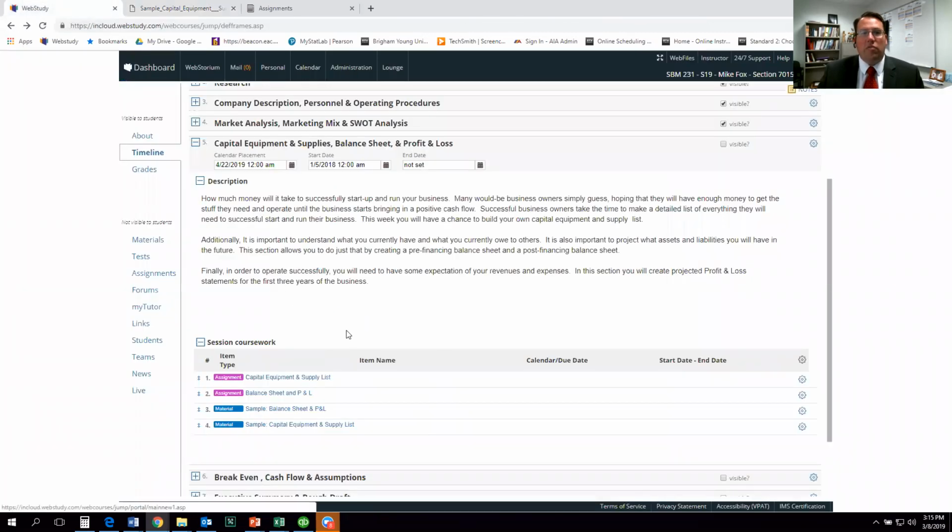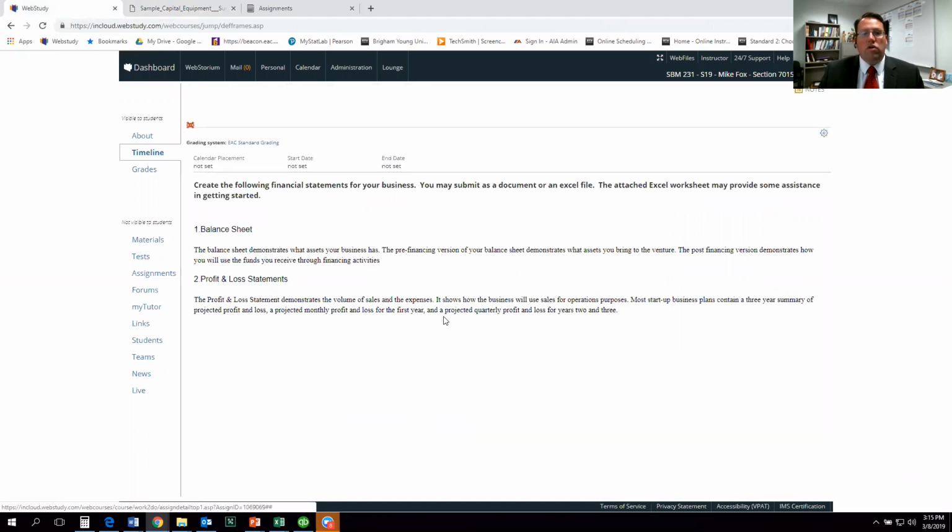The second is the balance sheet and the profit and loss. When you're doing a business plan, what you want to do is create a balance sheet. Remember, a balance sheet is your assets and your liabilities and your equity. You want something that will show you what your assets are and what your debts are before you get financing from a lender or from potential investors, and afterward.